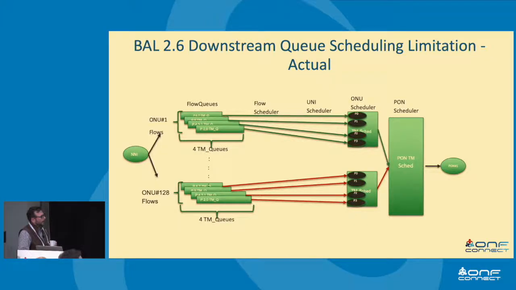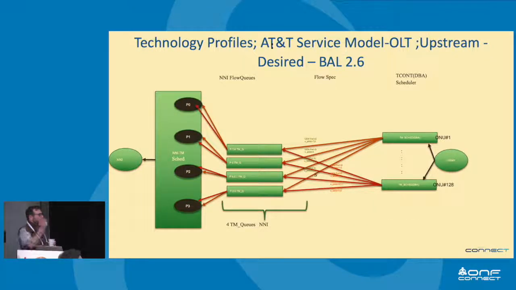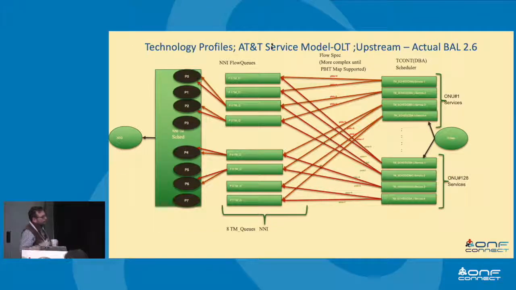And in the other direction, coming upstream, ideally what we wanted was a DBA scheduler that would then use the pbit on the packet to map to the NNI output queue. What happened was we found we had to have a flow spec rule for each individual pbit, and then that got mapped to one of 8 TM queues.